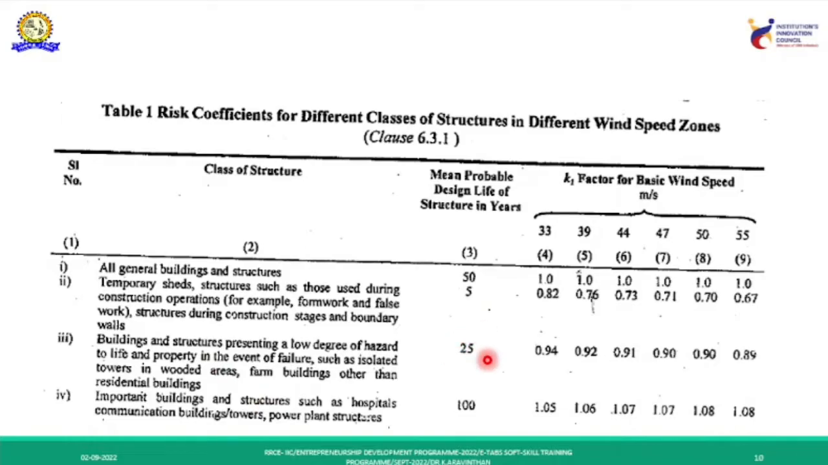And for important buildings such as hospitals, communication buildings, power plant structures, like nuclear power plants, mobile towers, and electrical towers, it should be considered for 100 years. It should be capable of withstanding the wind force for 100 years. And all general buildings, such as a residential building in a city, can be taken as 50 years of lifetime. And the basic wind speed is 33 meter per second.